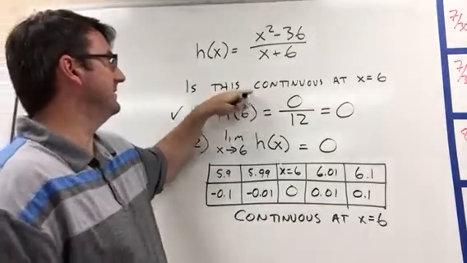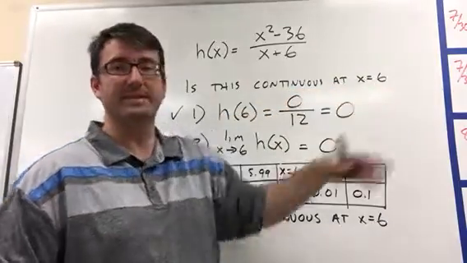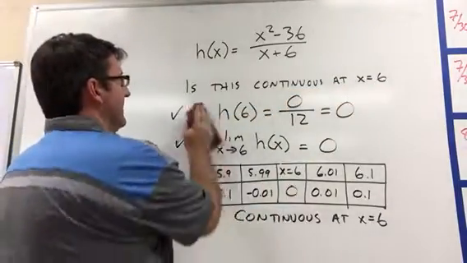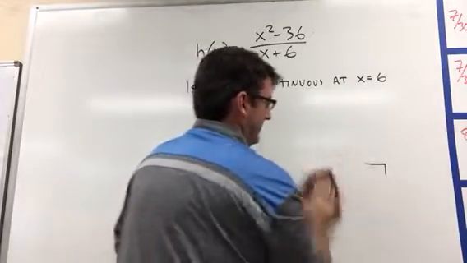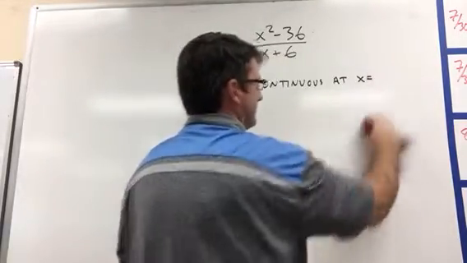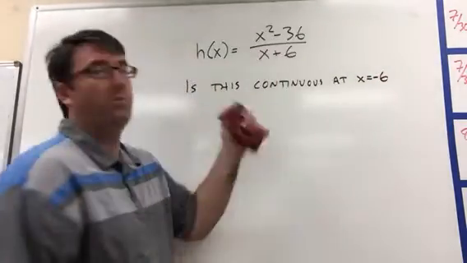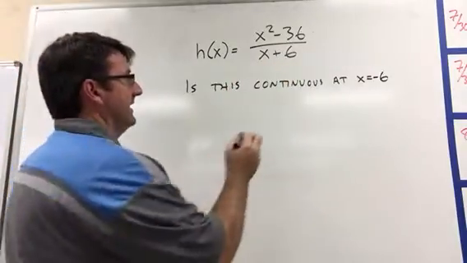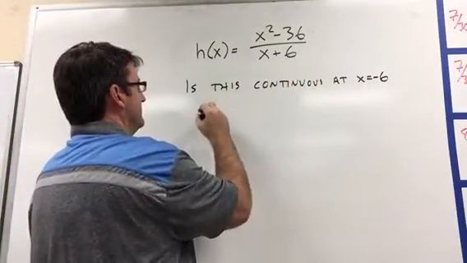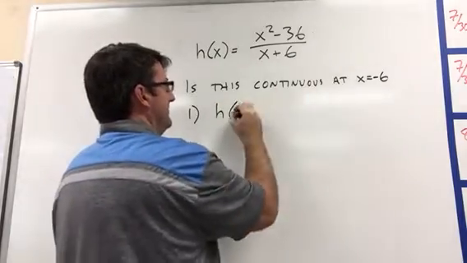All right, so that's the first half of our question. We were asked to tell whether this is continuous at x equals 6 and at x equals negative 6. So let's try negative 6. All right, step 1, does this function exist at x equals negative 6? So let's check h of negative 6.